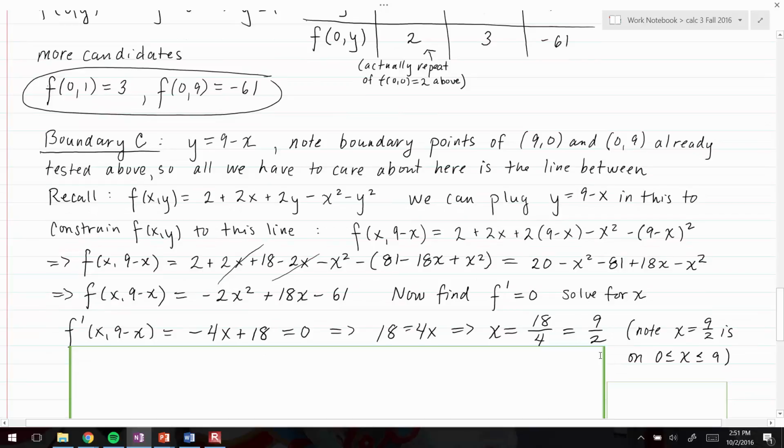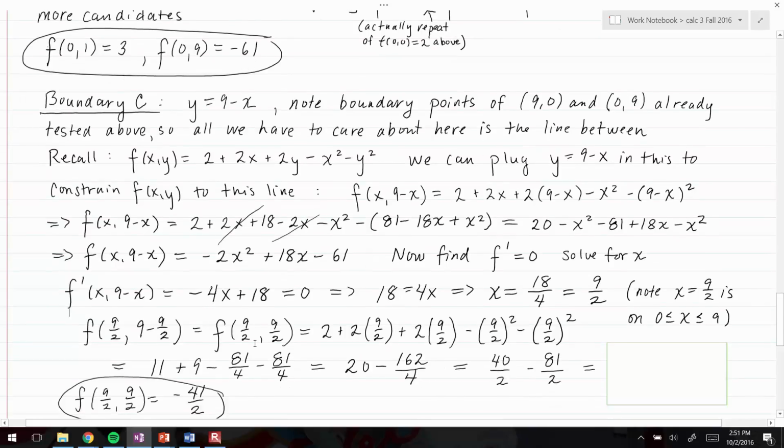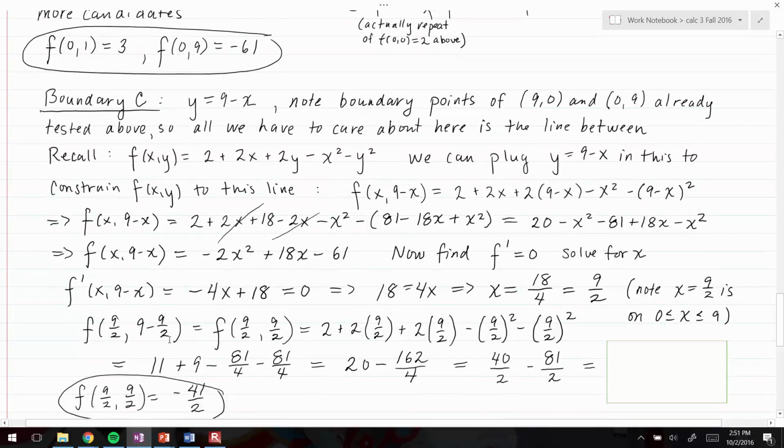Now plug that into your original equation, where you let y equal 9 minus x, and that will give you the y that goes with it. You actually obtain 9/2 for that as well. So there's a candidate at 9/2, 9/2. You plug that into the original function and you get a value, like the elevation at x equals 9/2 and y equals 9/2. You get negative 41/2, and we found all our candidates now.